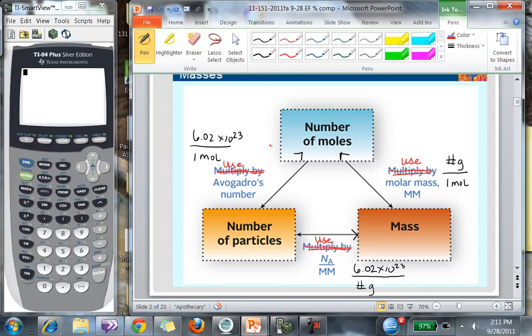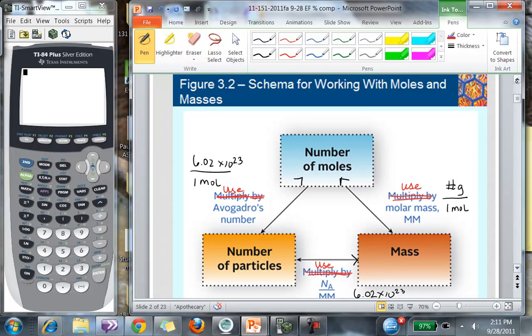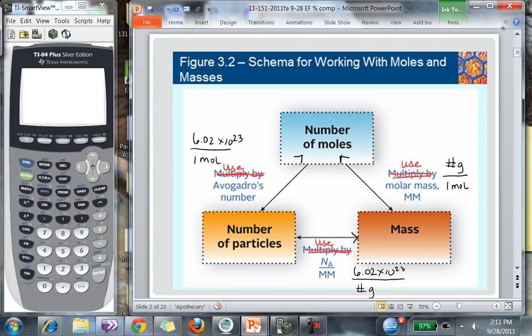Using moles. This is a review of using moles, from your textbook. This is figure 3.2 in your textbook, and it looks at using moles and going between number of particles, moles, and mass. You can see where they have multiply because they had their arrows going in one direction. I want to make these double arrows which can go in either direction.